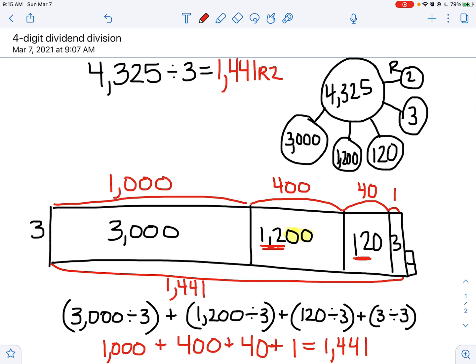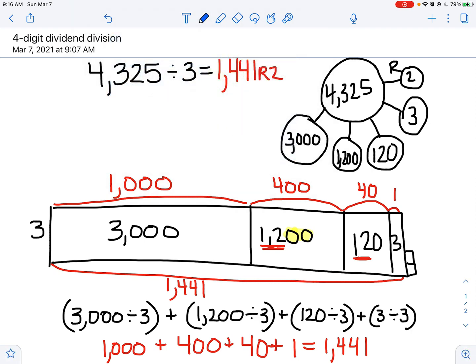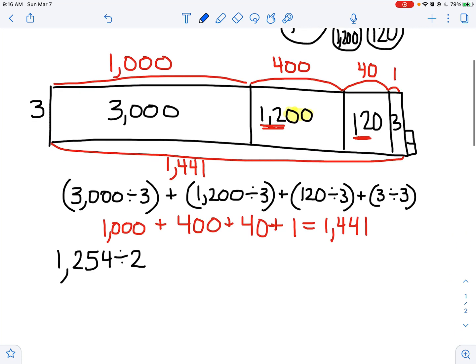Okay? And you can check your work by using your multiplication, right? So we would take 1,441 times 3 and then add our 2. Okay? So if I put my next question down here, but I'm going to move it.